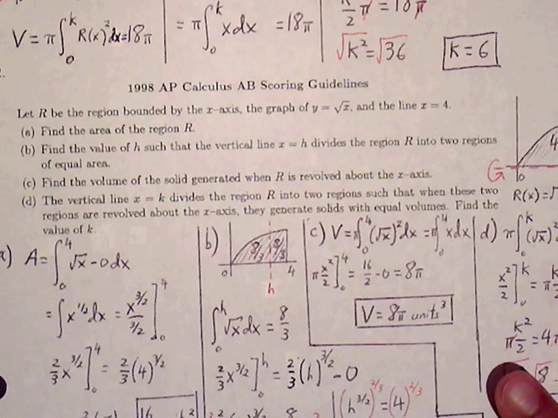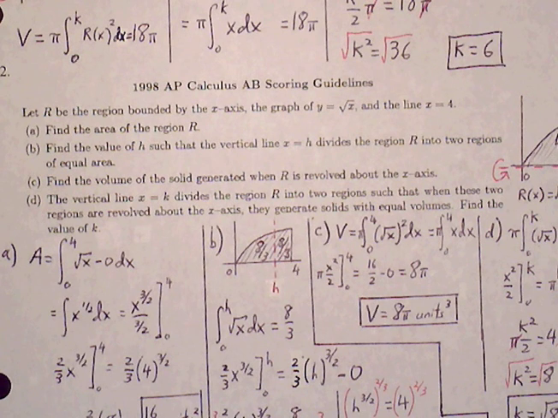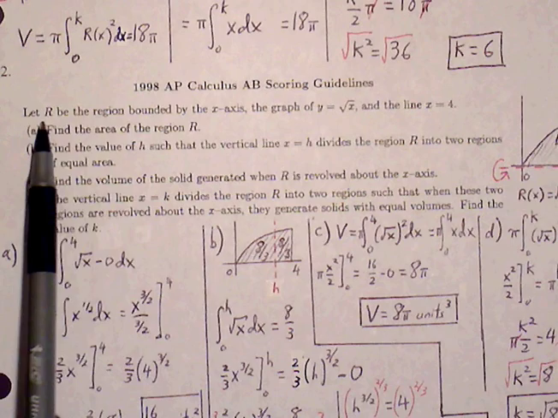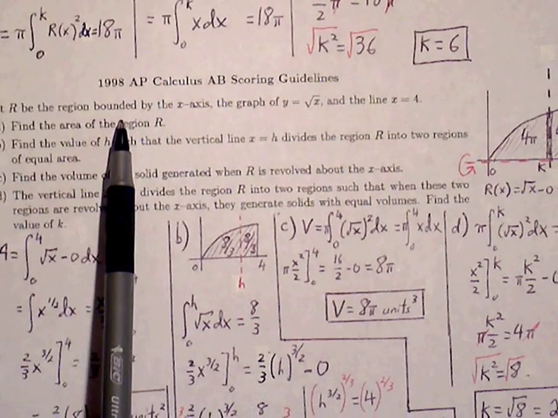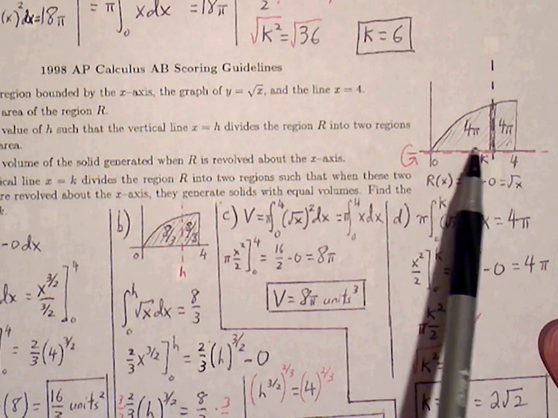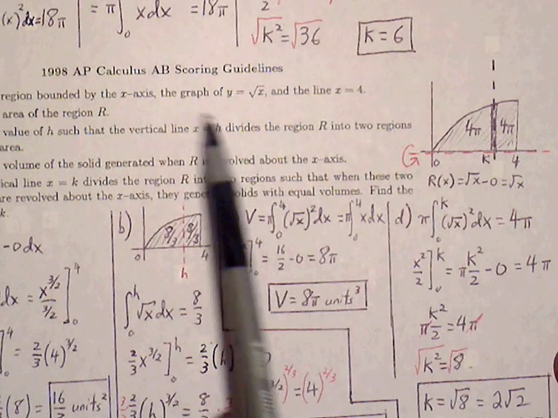Okay, let's look at number 2. This is from 1998. FRQ number 1. Let R be the region bounded by the graph y equals square root of x and the line x equals 4. So we essentially have the same graph, but now we're told what the bounds are. Find the area of region R.